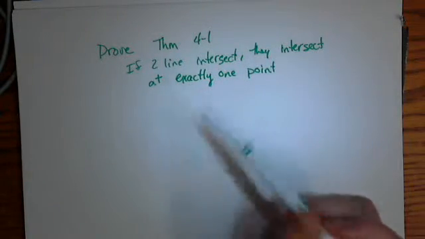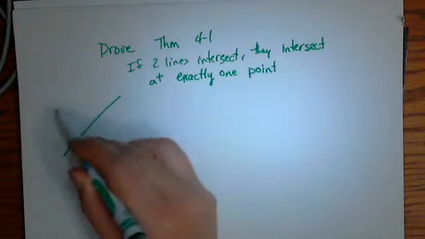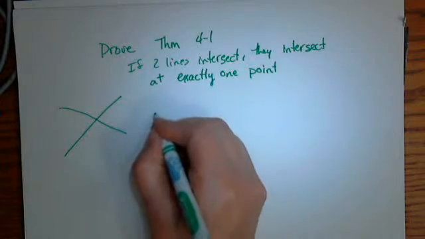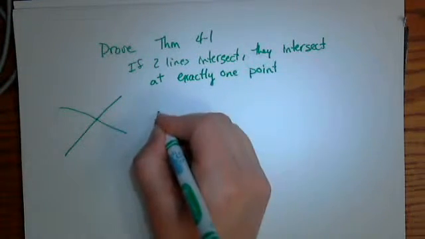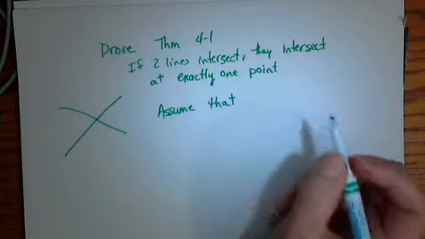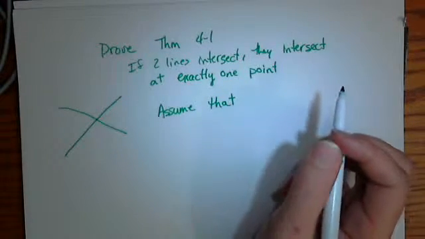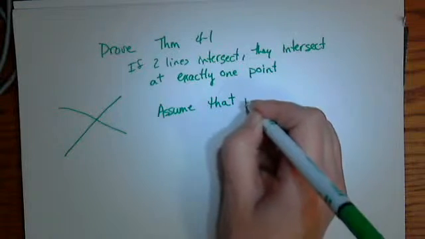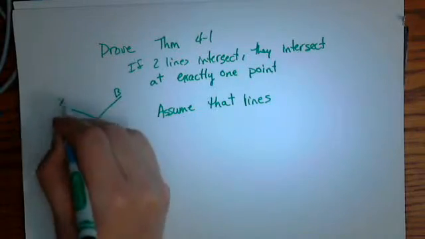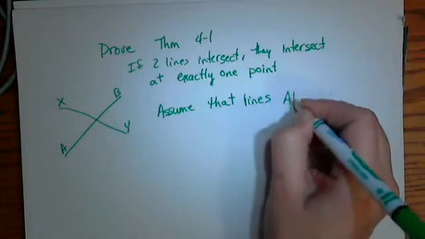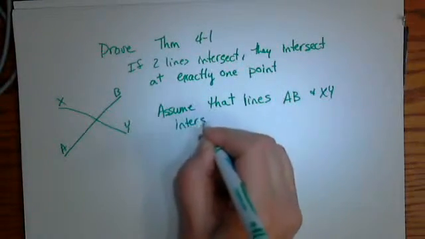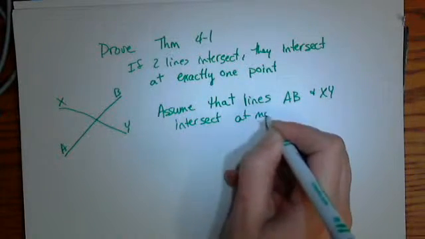But since we're trying to prove that if two lines intersect, they intersect at exactly 1 point, our first step in our proof is going to be the assumption: assume that these two lines intersect at more than 1 point. We'll call them AB and XY. That lines AB and XY intersect at more than one point.